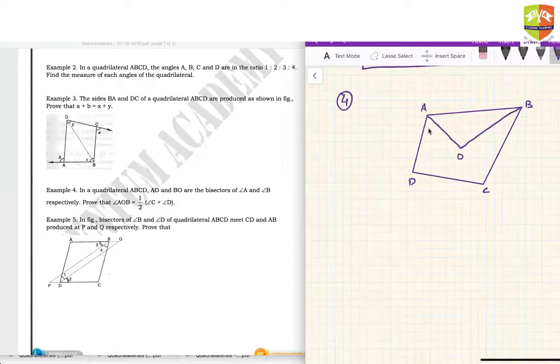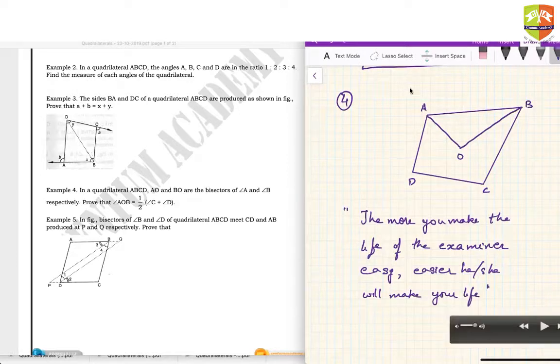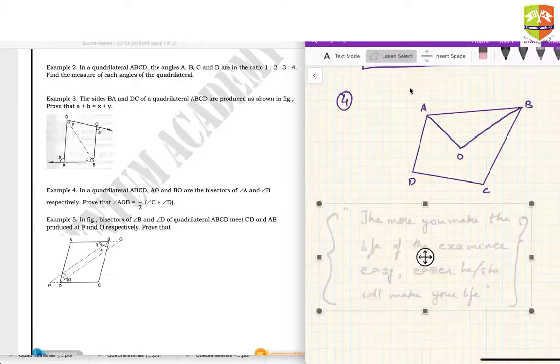I'll give you a mantra here, and I always keep on saying in my classes: the more you make the life of the examiner easy, the easier he or she will make your life. Always remember, think about it, if you have to correct anyone's paper, how would you expect it to be? That is where presentation really matters. Anyways, I'm cropping this up and shifting it somewhere else.